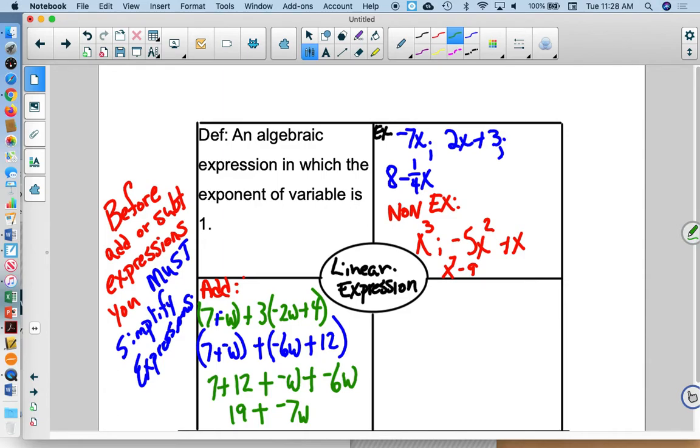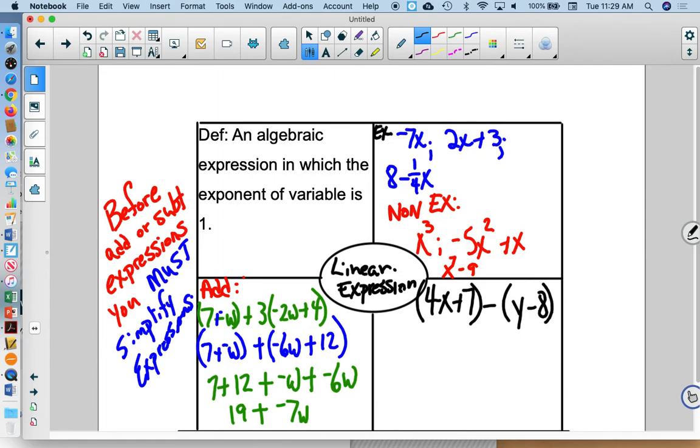Okay? Let's go with one example of subtraction. Wait a minute, wrong one. Let's go with 4x plus 7. Sorry, guys, I left my variable up. That's in parentheses. Minus y minus 8.